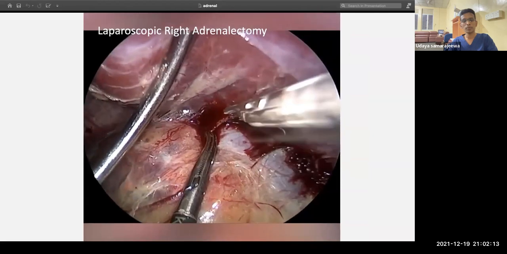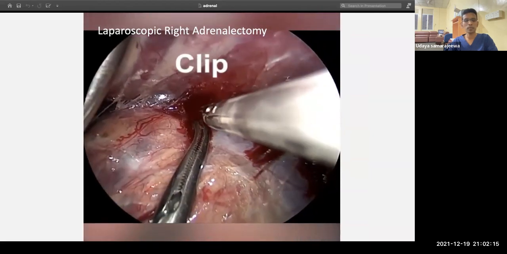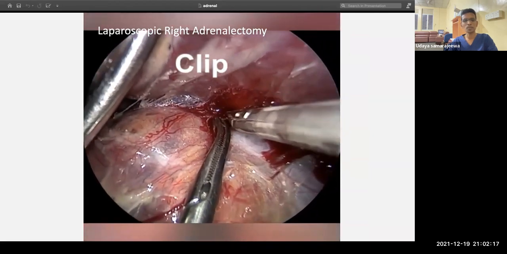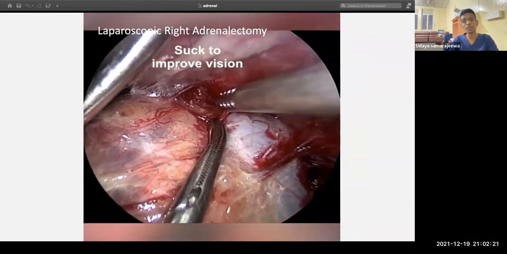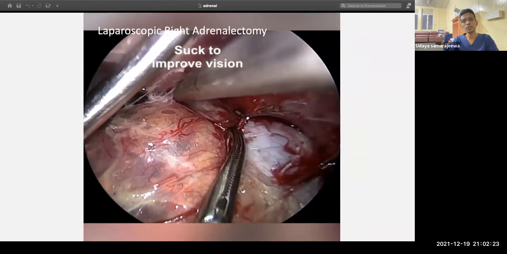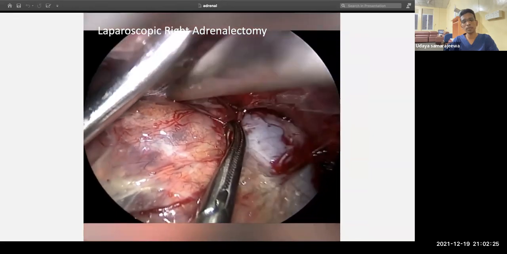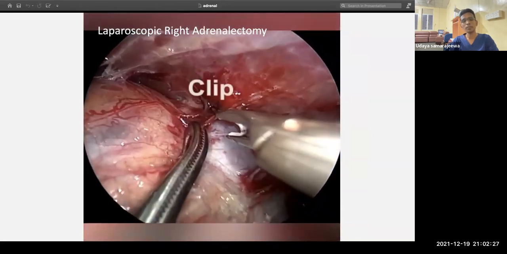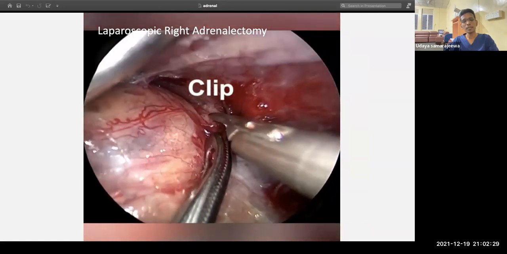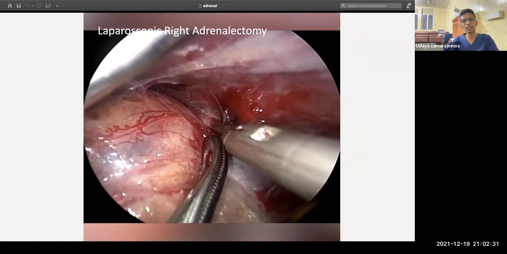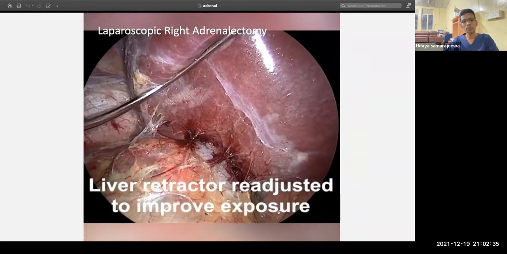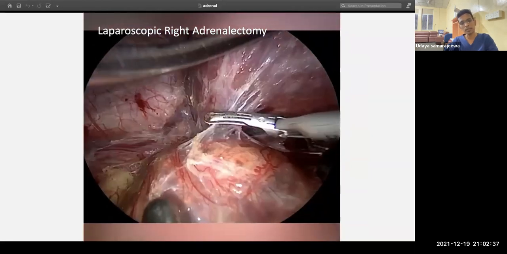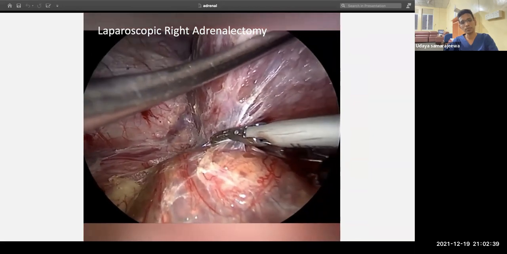So there's a little bleed from one of the tributaries. So in this situation, don't panic. First thing is to take your time, suck. If you can, put a sop there, apply a little bit of pressure, identify the vein and then flip it. So that's what I told you. We just set the liver retractor to get further exposure.